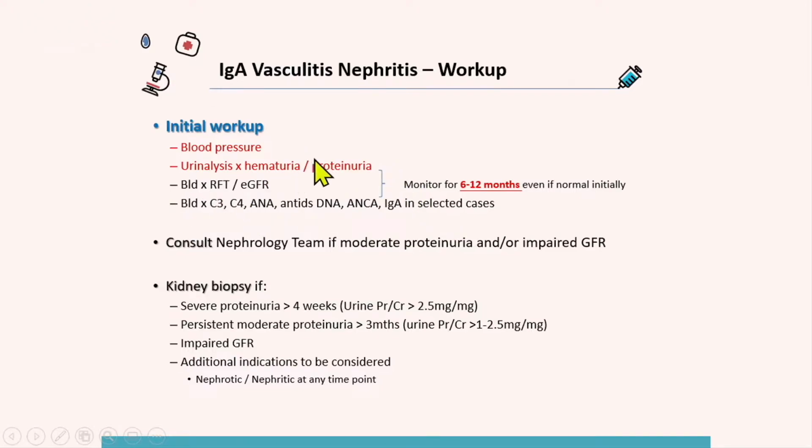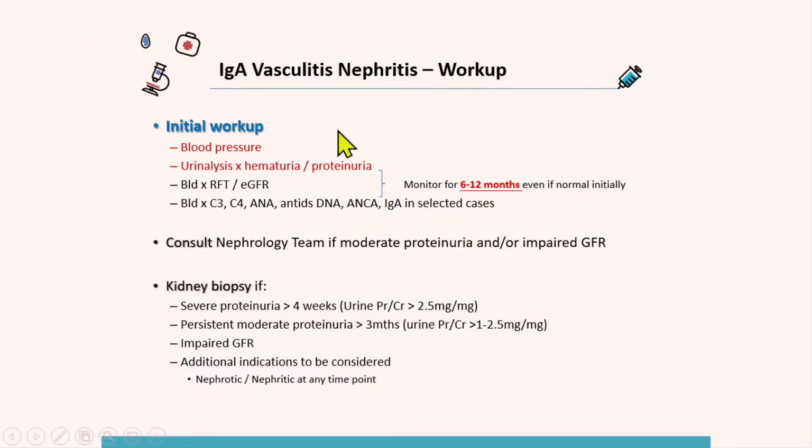How's the kidney function? And mind you, in children, in very young children especially, creatinine is not a very sensitive measure of the kidney function. So be very careful when you interpret that, especially if the patient is very young and very thin with low muscle mass. So we would also, in selected cases, go for some immunological workup.